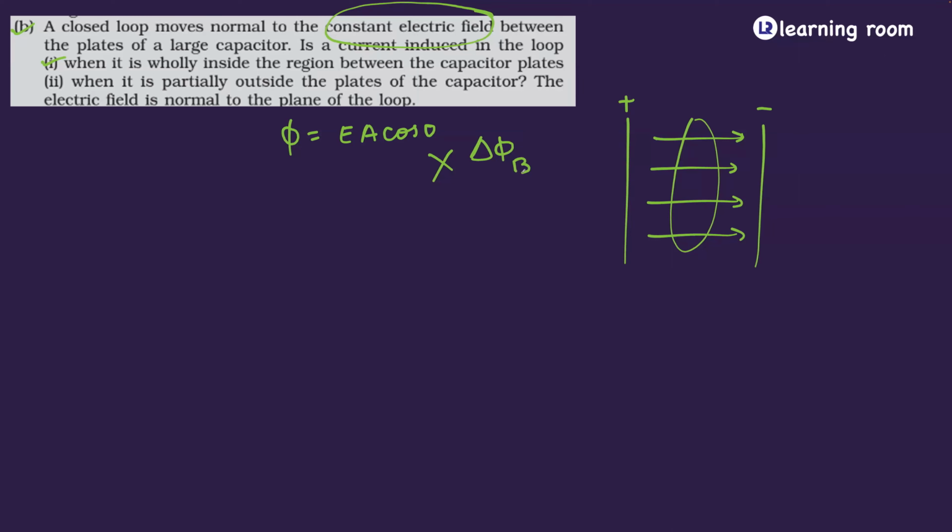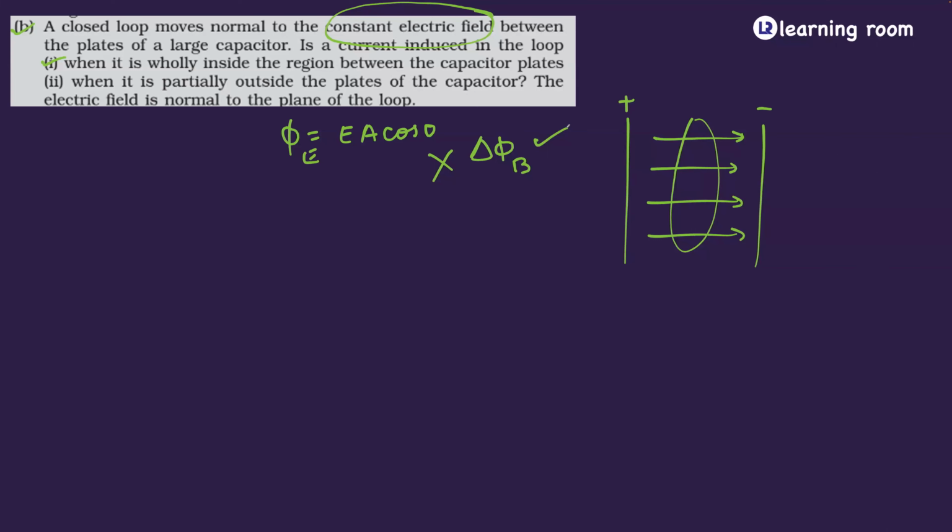Because what is changing there? It is the electric flux that is going to change. But what does Faraday's law state? Faraday's law states that I need to have a change in the magnetic flux, not in the electric flux. Is that clear? So read the question again.